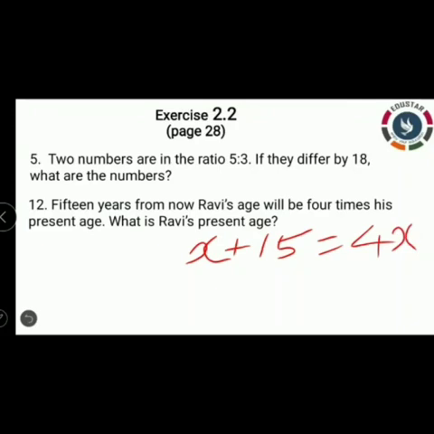After framing the equation, how do we check it with the question? Here, the present age we have already considered as x. So, 15 years from now, x plus 15 is equal to Ravi's age, which will be 4 times his present age. Now we have framed the equation. Using this equation, we can solve for the value of x.